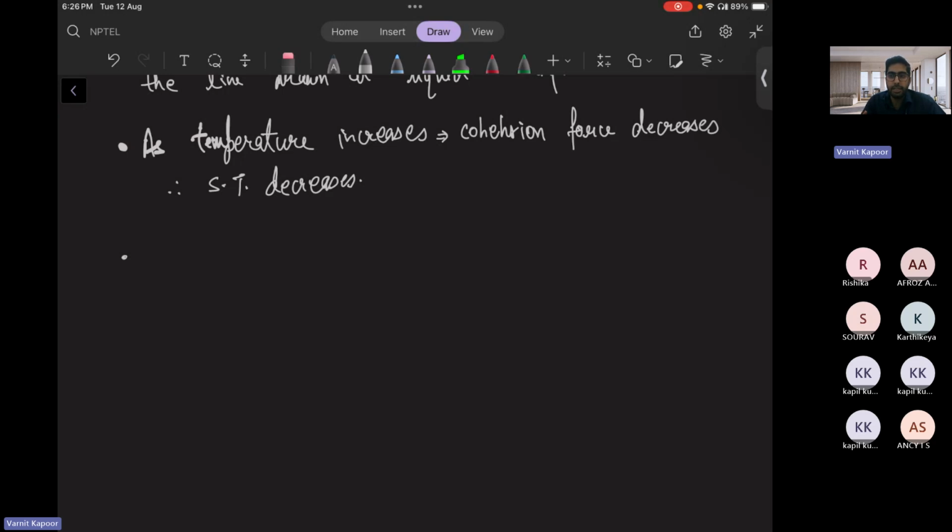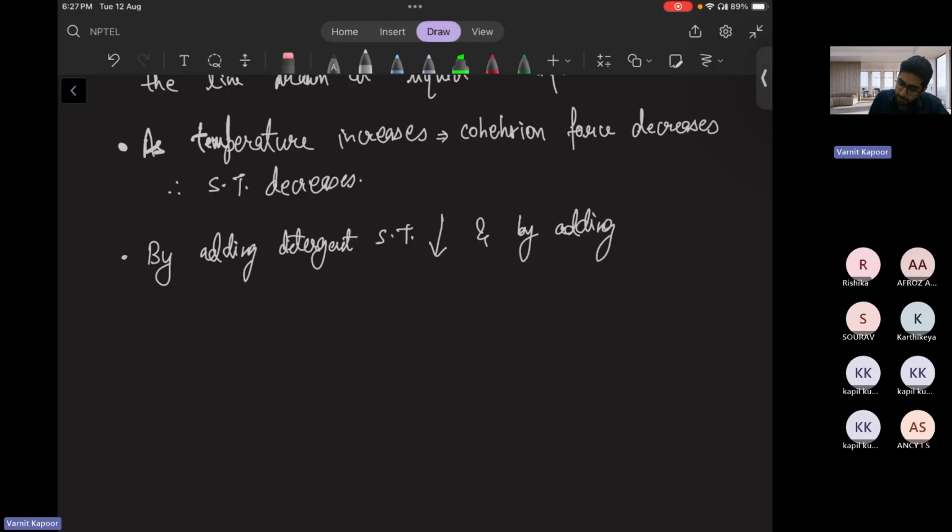Or if you add salt in the liquid, then surface tension increases. By adding detergent, surface tension decreases, and by adding salt, surface tension increases. Where can these be applied?